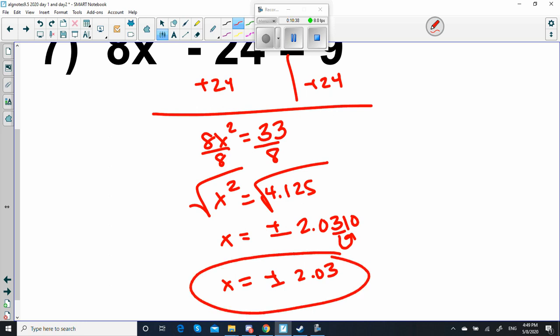And it really is an approximation because I'm rounding. Okay, that's why it's not exact. All right, but it's close. It's really close.